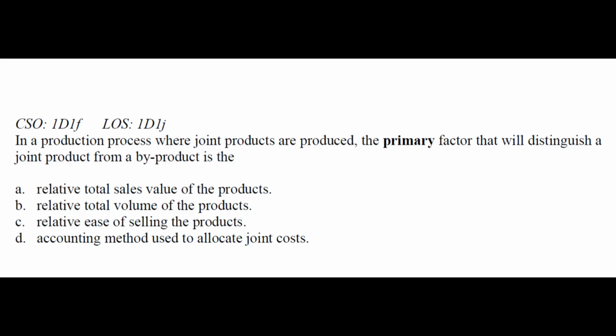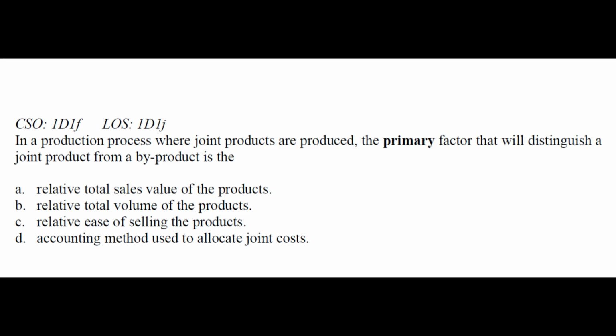C. Relative ease of selling the products. Incorrect. Marketability may influence decisions, but it is not the primary classification criterion. D. Accounting method used to allocate joint costs. Incorrect. The allocation method depends on classification, not the other way around.